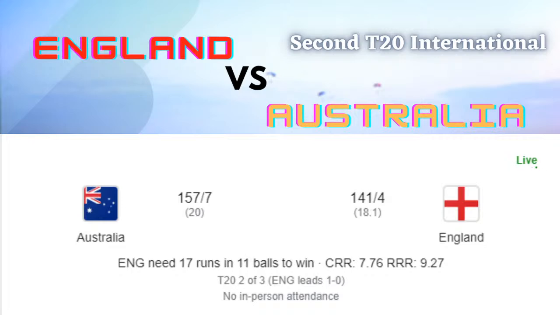Zampa to Moeen Ali, comes down the ground and hits it over long off for a 6. That is a very good shot from Moeen Ali, and it is a much needed 6 for England. It brings down the equation to 11 from 10 balls. Leg spinner to left-hander, he tried to bowl the googly, but well picked up by Moeen Ali.